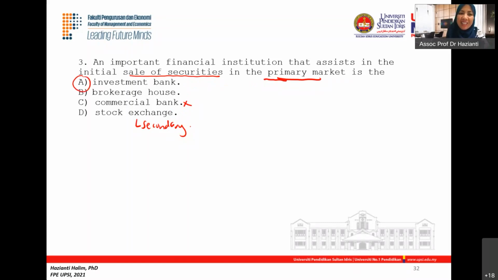Investment sale. Investment bank, not commercial bank. Commercial bank doesn't do sale of securities. Brokerage house doesn't do it because it's an agent, it doesn't do the sale of initial. This is initial. If it's sale of securities in the secondary market, yes, stock exchange. If it's just sale of securities, a brokerage house can do it too. But now the keyword here is initial. At the very start, it's the investment bank that does the issue, it's called the prospectus. Okay.